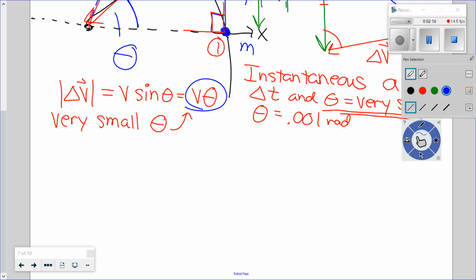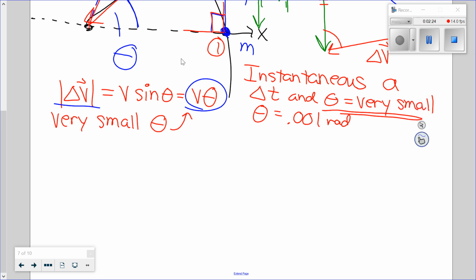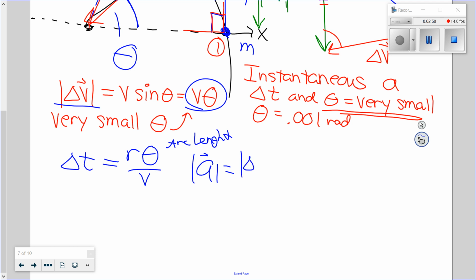I got the magnitude, at least, of change in v is just v times theta, this really small angle. Well, so I need delta t to divide it by. But how can I get the time? I actually just take the arc length, r theta, from my circle up there. That's the distance around the curve between points 1 and 2 that I traveled, and divide by the speed, the constant speed that I traveled with. So then my acceleration, or at least its magnitude, must be the magnitude of delta v over delta t, which is v theta, and then I've got r theta over v.